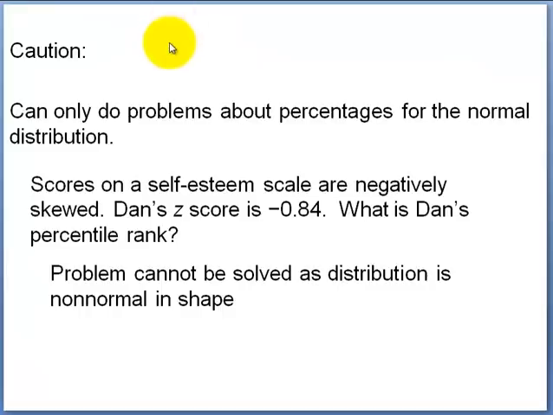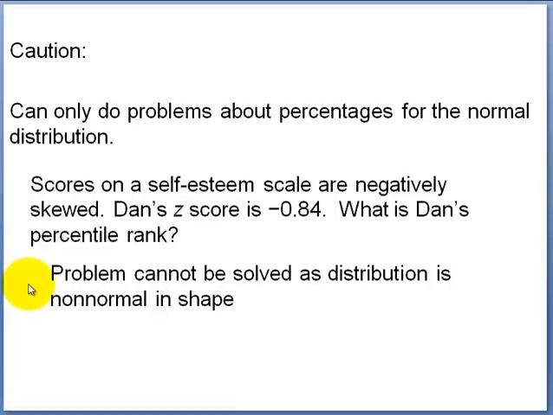So we've done various problems pertaining to percentages for the normal distribution. Let's do a quote-unquote trick problem. Scores on a self-esteem scale are negatively skewed. Dan's z-score is minus 0.84. What is Dan's percentile rank? Or perhaps I might want to ask, what percentage of cases have z-scores higher than Dan's score? Or say between the mean and Dan's score? Any kind of a question pertaining to a percentage.